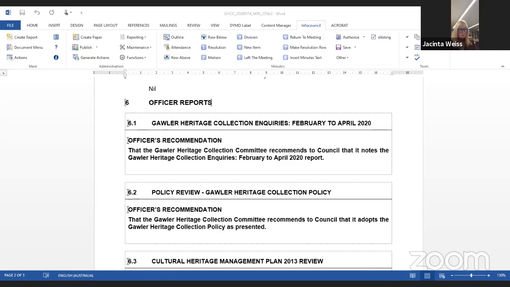Point 2. Through the chair, we need to move and second. Oh, sorry, yes, we do. Yes, sorry. Thank God you're here, David. It's all right. Okay, someone will move acceptance of Jacinta's recommendations, please. Diane, seconder. Helen, any further discussion? Those in favour, please show. Okay.